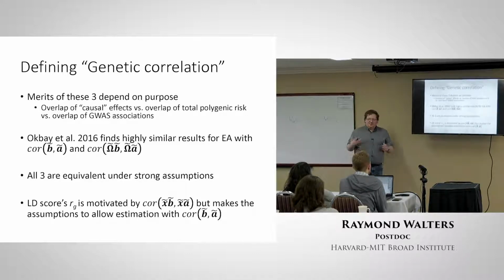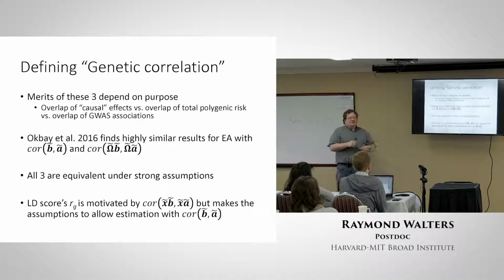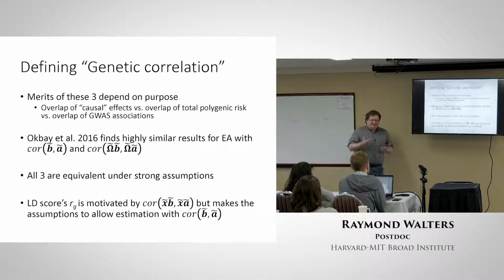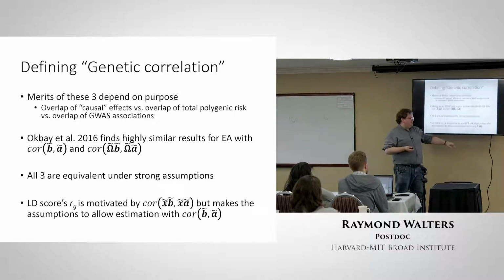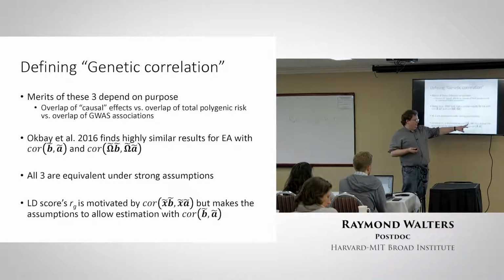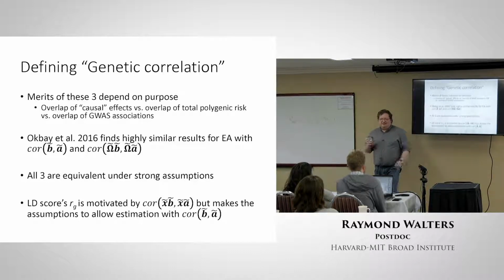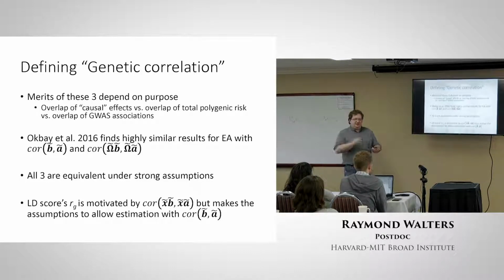And under certain assumptions, they're equivalent. The EA paper, I should be specifying EA2. No, these slides are from EA, from two years ago. Anyway, the EA2 paper makes direct comparisons and finds that at least the first two quantities end up being fairly similar. The reason I walk through that is partially because for LD score purposes, we're going to estimate a quantity that is based on the correlation of effect sizes, but we're going to make some assumptions so that we can claim that it is equivalently an estimate of this correlation of the total polygenic risk.